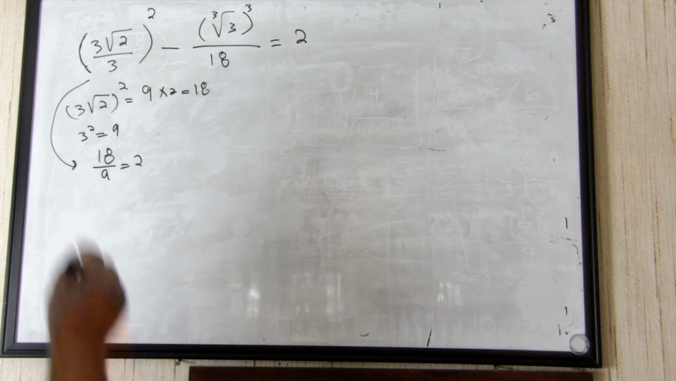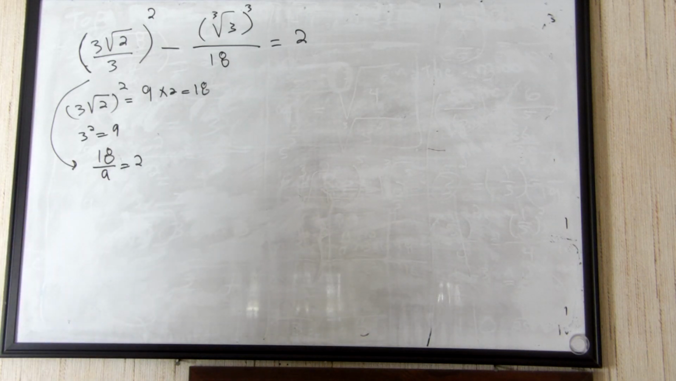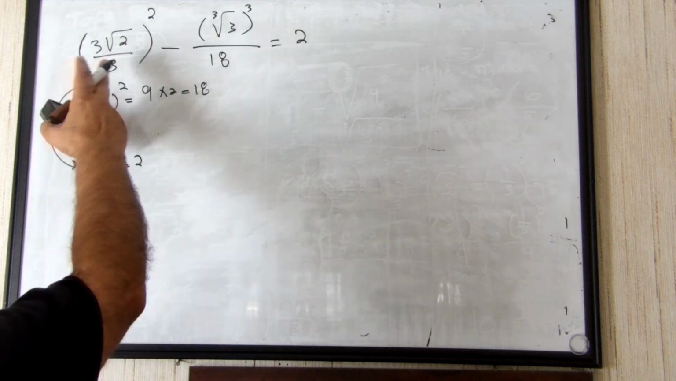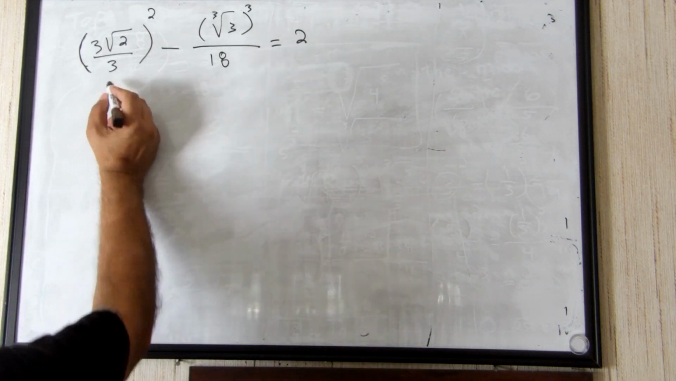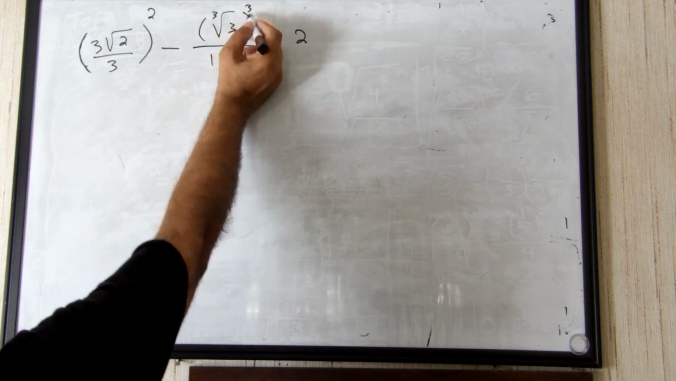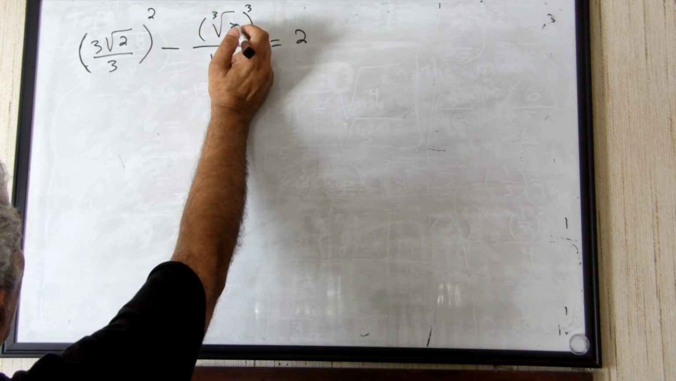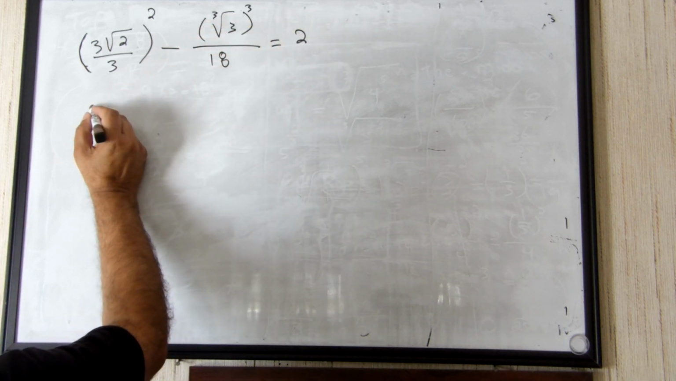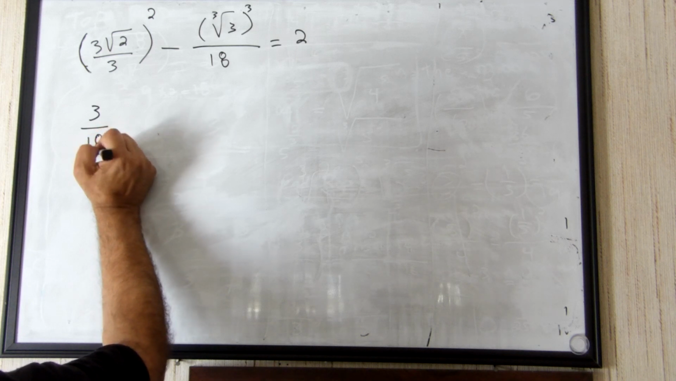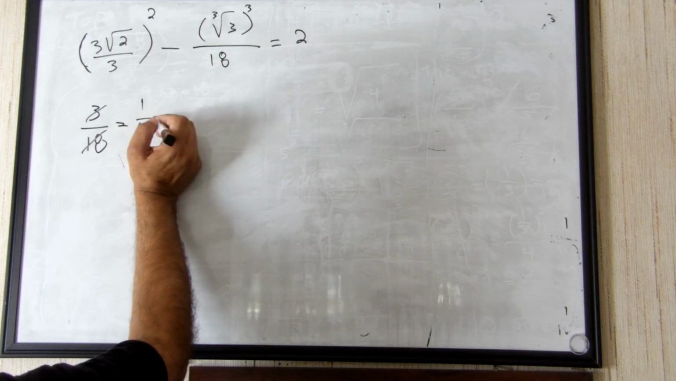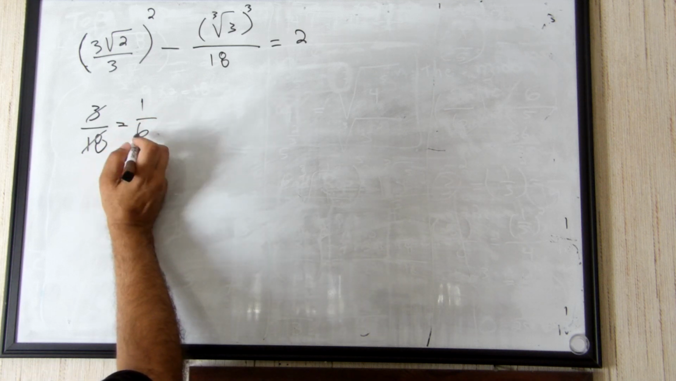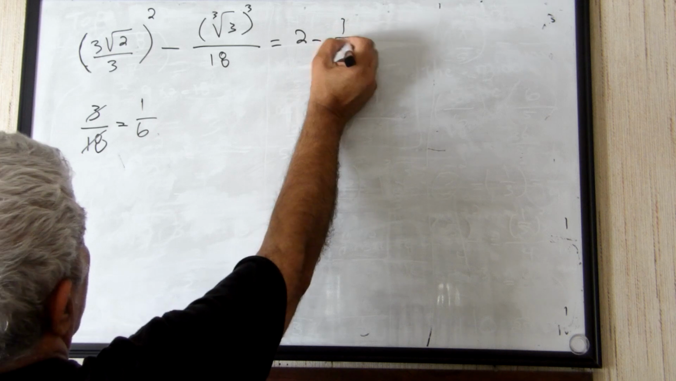So let's go back to this one, okay? Now we know that the first one is going to be 2. But now we go for the second one. The second one, the 3 cancels out, okay? It's going to be 18 divided by 3. We can simplify to 1 over 6, since 18 divided by 3 is going to be 6. So 2 minus 1 over 6.